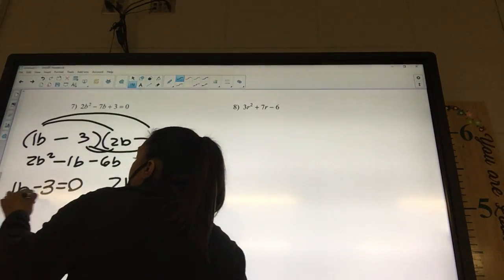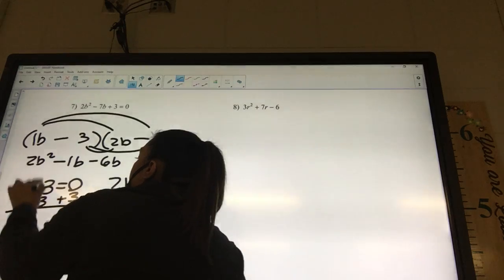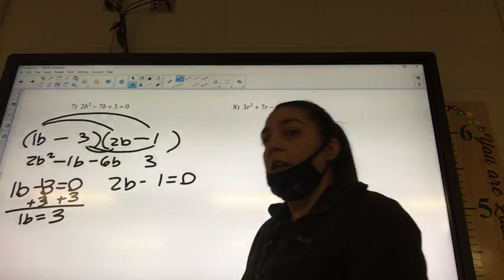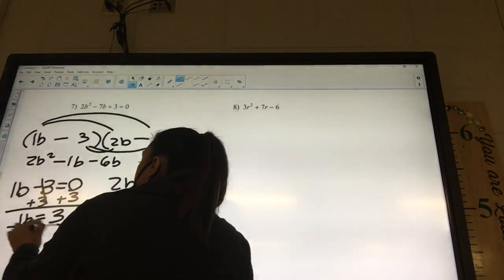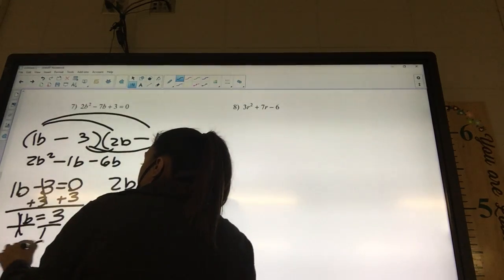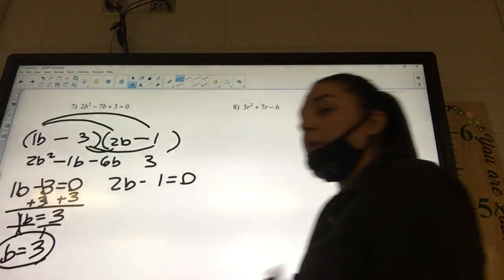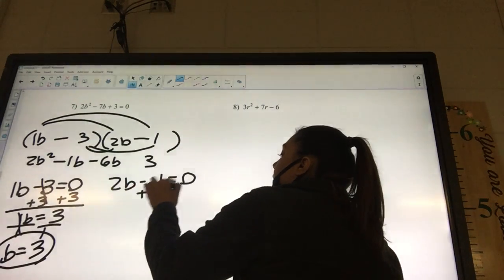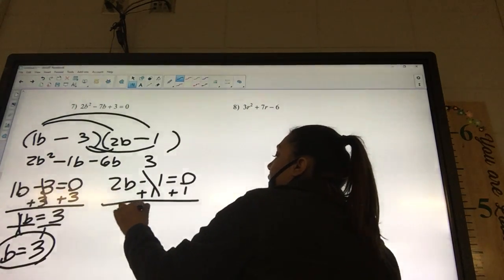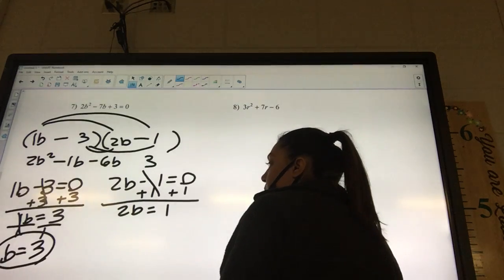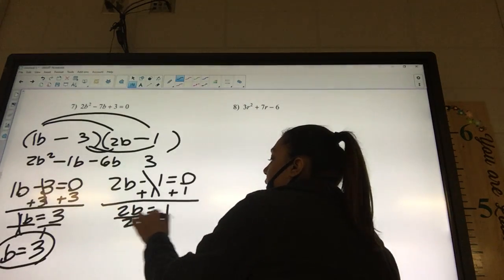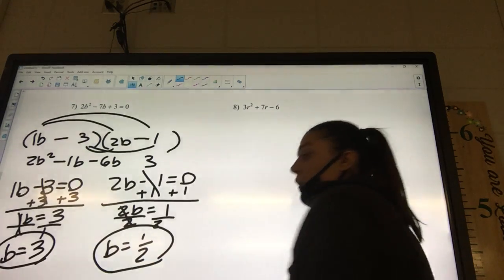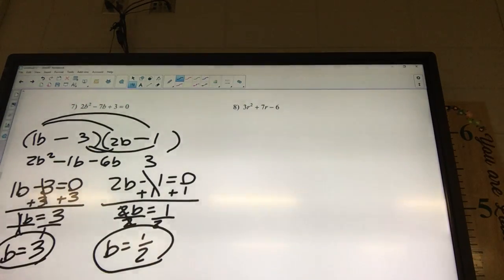Add 3 goes down. 1b equals 3, and then divide by 1. And then B equals 3. And then go to the next one. Add 1 on each side. 2b equals 1, divide by 2. Equals 1/2.